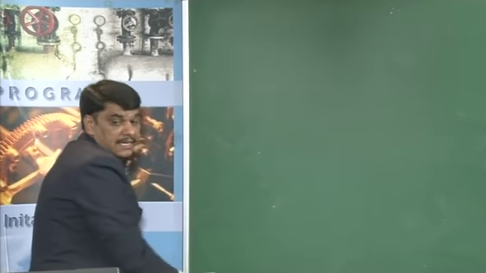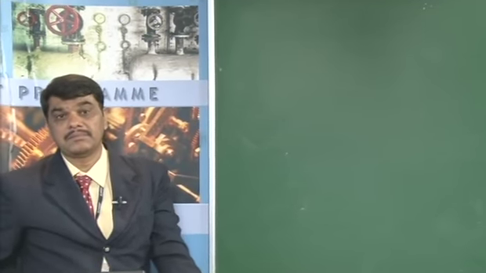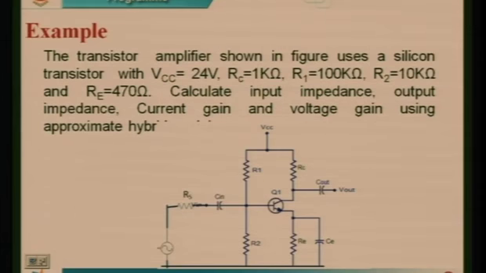If we consider the same example that we considered earlier, the transistor amplifier shown in that figure uses a silicon transistor, VCC is 24 volts, RC is 1 kilo ohm, R1 is 100 kilo ohms, R2 is 10 kilo ohms, RE is 470 ohms. Then you need to determine the current gain, voltage gain, input impedance and output impedance.